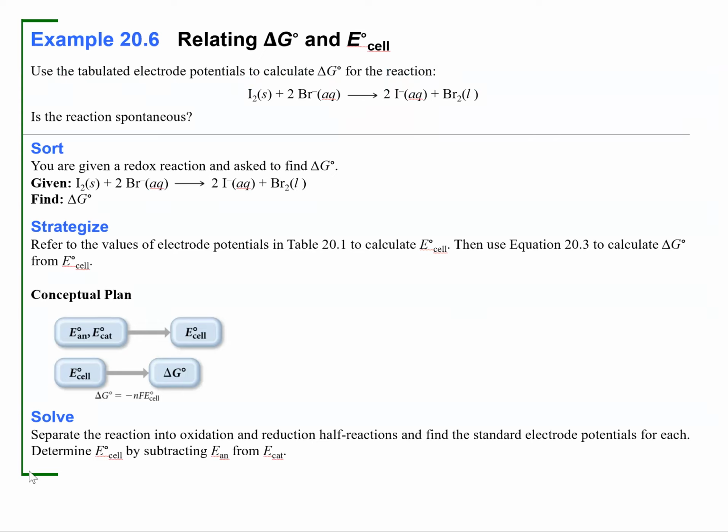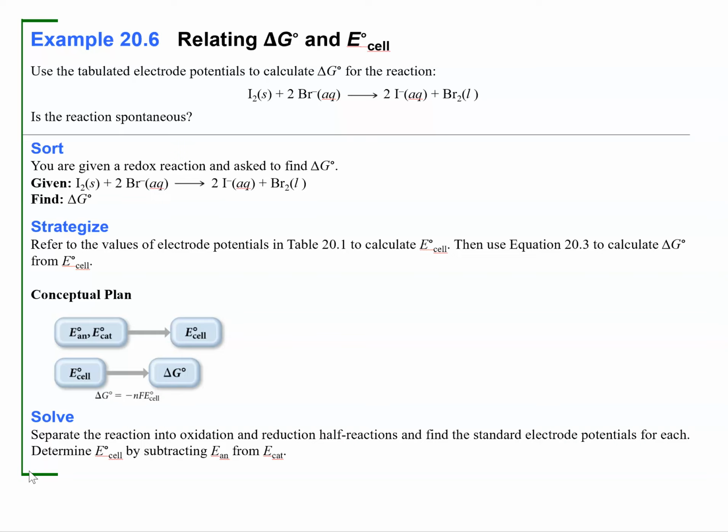So, let's do a question. Let's do an example. Use the tabulated electrode potentials to calculate delta G naught for the reaction. Iodine in solid form plus 2 bromide in aqueous phase react to form as products 2 equivalents of iodide, aqueous, plus bromine in liquid form. And the question is: is this reaction spontaneous?